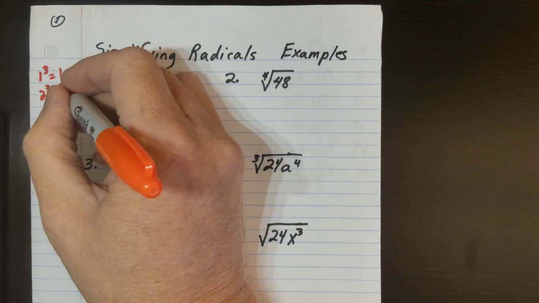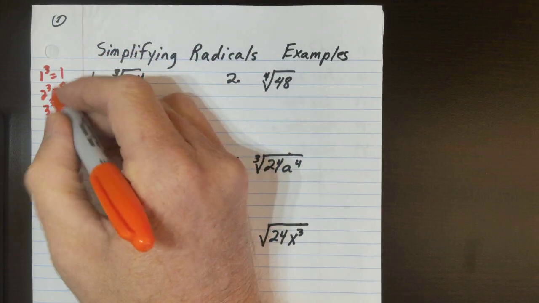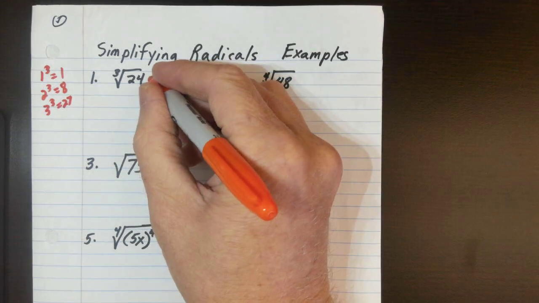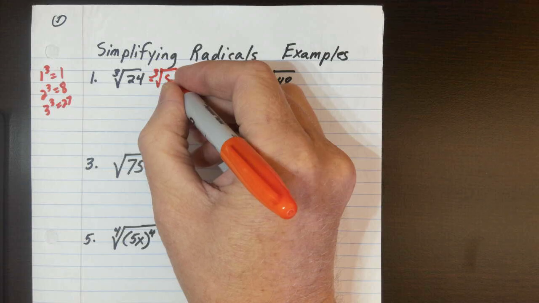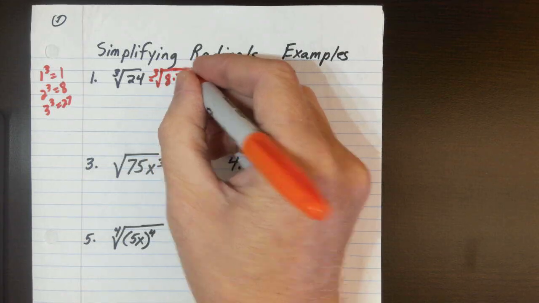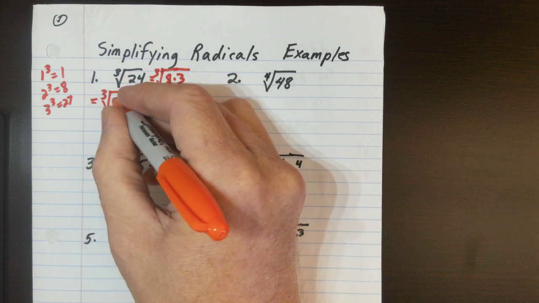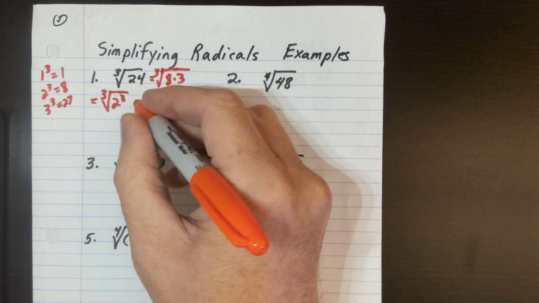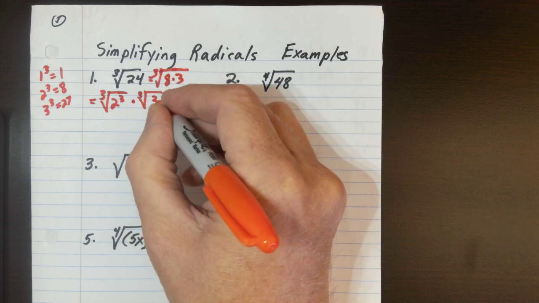2 times 2 times 2 is 8. 3 to the third power is 27. But I looked here, the 8 does go into this. So I'm going to make this the cube root of 8 times 3, which is the cube root of 2 to the third power times the cube root of 3.